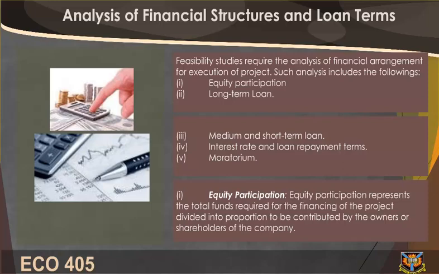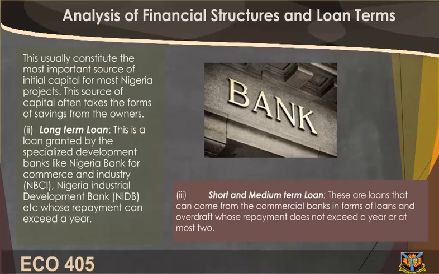1. Equity participation. Equity participation represents the total funds required for the funding of the project divided into proportions to be contributed by the owners or shareholders of the company. This usually constitutes the most important source of initial capital for most Nigerian projects. This source of capital often takes the form of savings from the owners.